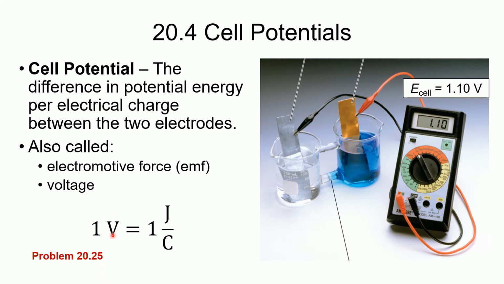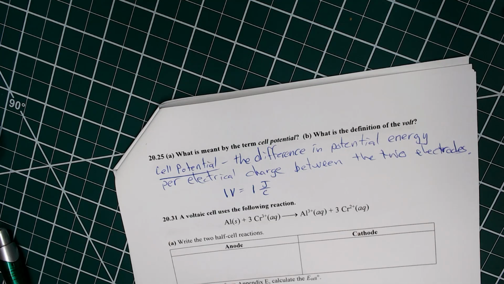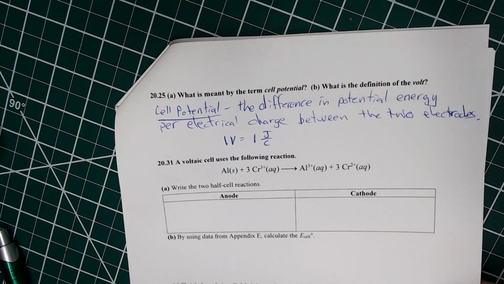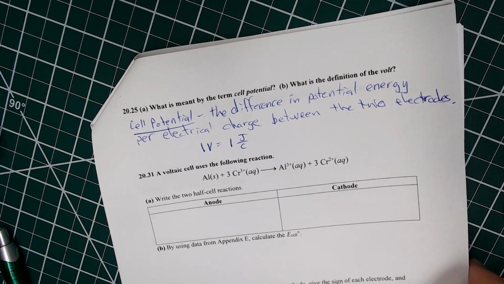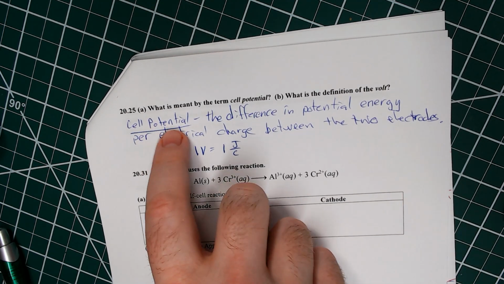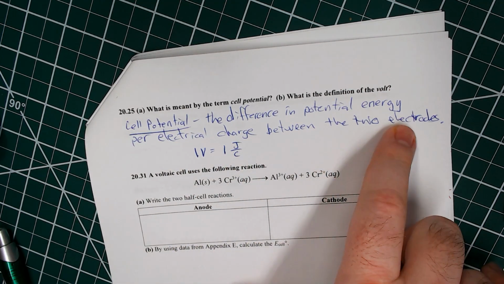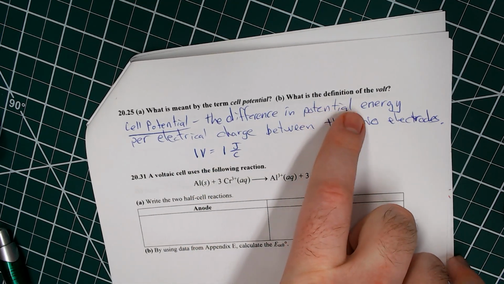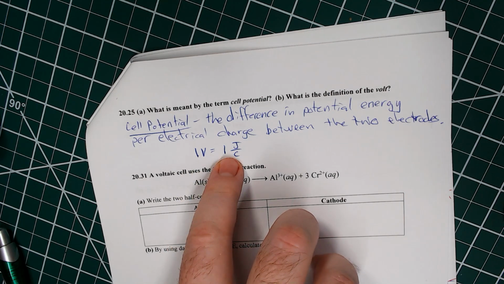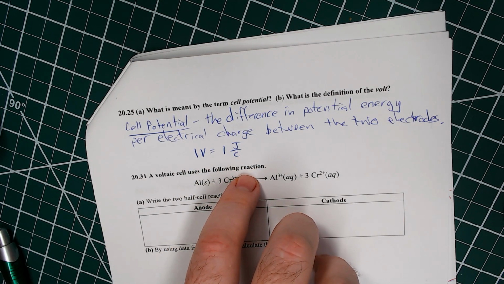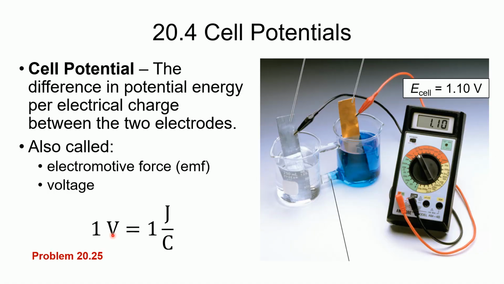So number 25, in case you're wondering, here is number 25, and the answer to number 25 is that stuff, and I've already written it down: the cell potential, the difference in potential energy per electrical charge between the two electrodes. And then part B is what's the definition of a volt? 1 volt is 1 joule per coulomb. I'm not going to stick on that because the definition is right there.